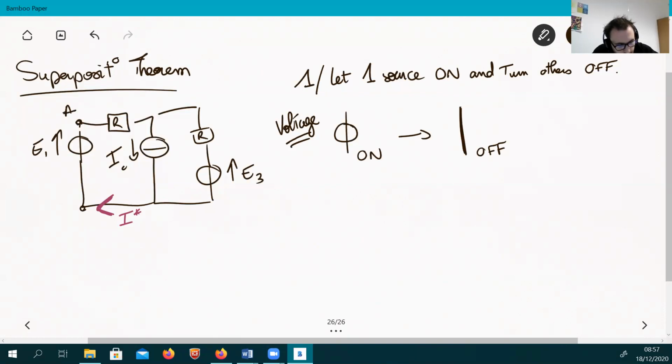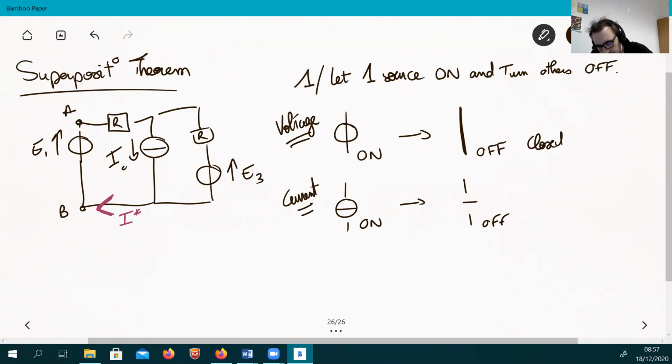A and B. Now if I want to turn on a current generator, this is a current generator on, and when it's off, you end up with something like this, which is what we call an open switch. Whereas a closed switch is a single wire.